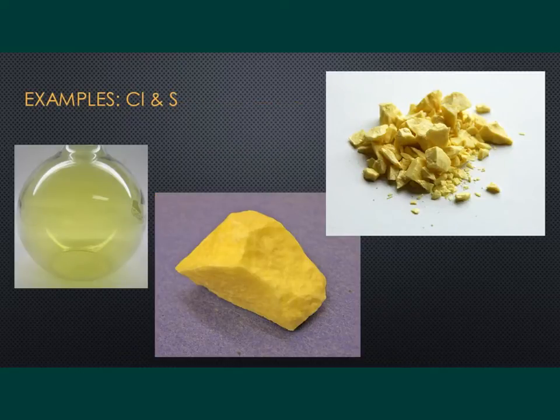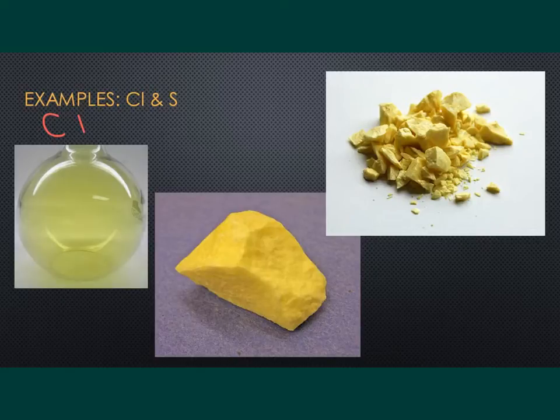Here are some examples of nonmetals on the periodic table. This right here is chlorine. It's a gas. The only reason I showed you chlorine gas, I've shown it to you guys before, is just because you can see it. It's a colored gas. Most of our nonmetals are gases, like I said before. That's one of the properties.